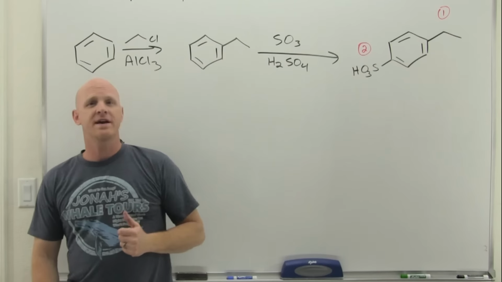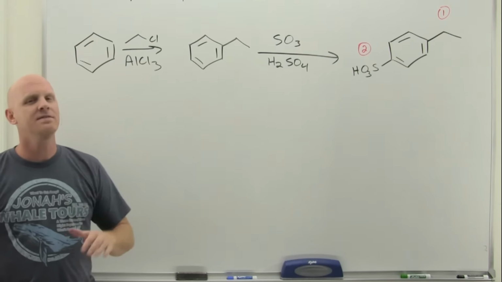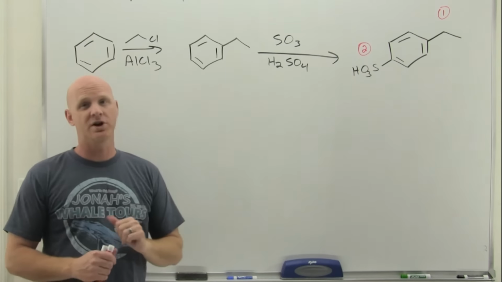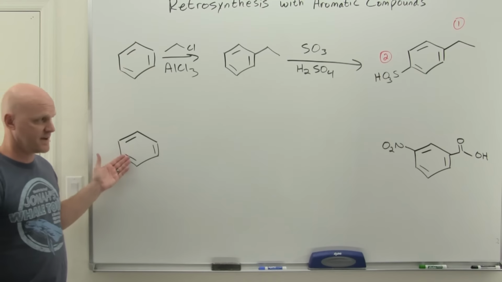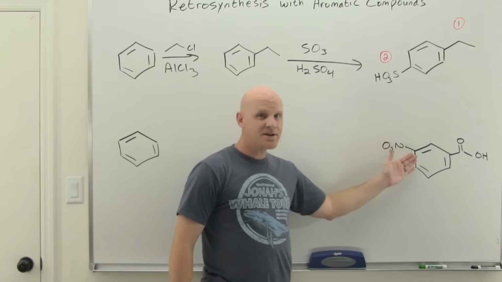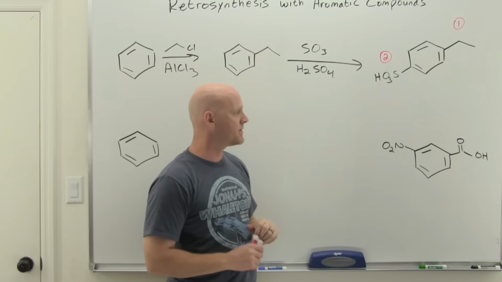Cool, that started us off with a simpler example. These are going to get progressively harder as we go along. Let's take a look at another one. So in this next one, we're starting off with pure benzene again. We're also ending up with a disubstituted benzene, and we'll take a similar approach here.